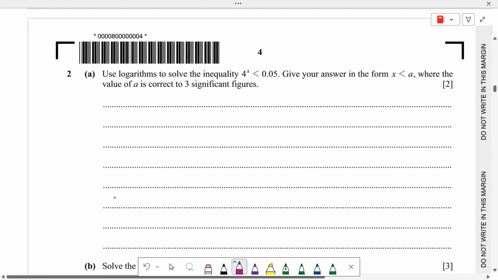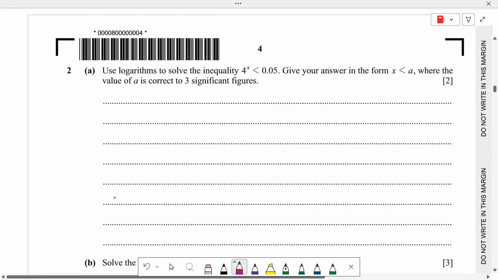Now let's move to question number 2. Use the logarithm to solve the inequality 4 to the power of x is less than 0.05. Give your answer in the form x less than a, where a is correct to three significant figures. 4 to the power of x is less than 0.05.